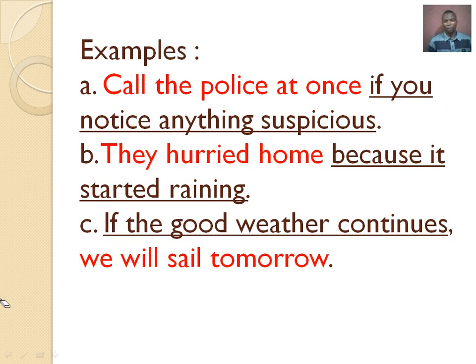Now let's see some examples. A: Call the police at once if you notice anything suspicious. B: They hurried home because it started raining. C: If the good weather continues, we will sail tomorrow. Now the parts that are written in red are the main clauses, while the parts underlined for you are the subordinate clauses. They have to depend on the main clause to make meaning.